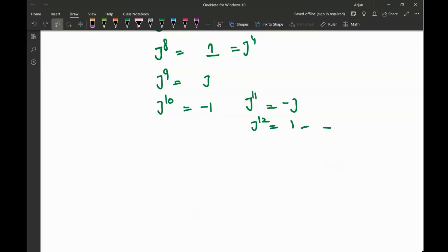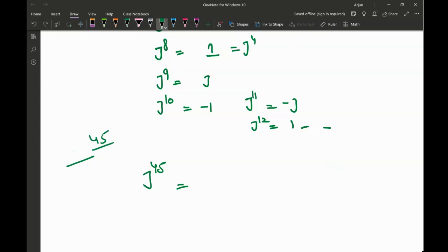Okay, so this was about the imaginary number. If I ask you a question, what is j to the power of 45? I can write it as 45.